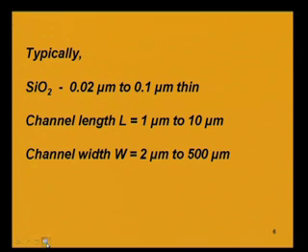and the channel width, which is W, is between 2 micrometer and 500 micrometer. So, these are some typical values or parameters for this MOSFET.